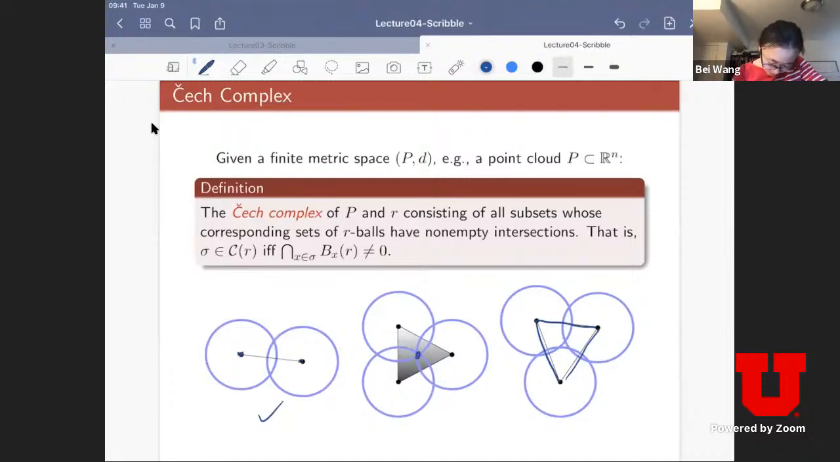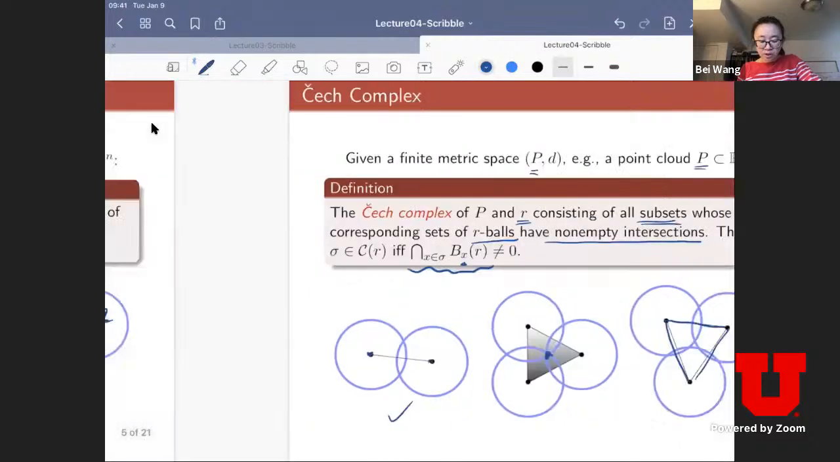So this area is actually where the disks intersect. The definition for Čech is, I give a point cloud P and I give a radius r. It contains all the simplices, well, what we call subsets, whose corresponding sets of r balls have non-empty intersection. So that means for every single point in my simplex, the intersection of all the balls has to be non-empty. What does this imply? This implies that the only time I have a tetrahedron is if I have a four-way intersection of the balls. Like all four of them have to have a common intersection, okay?